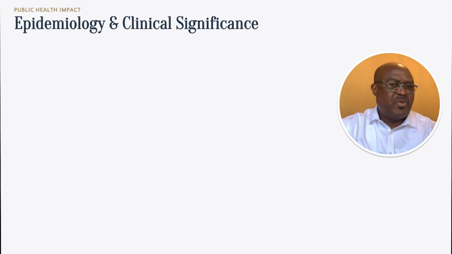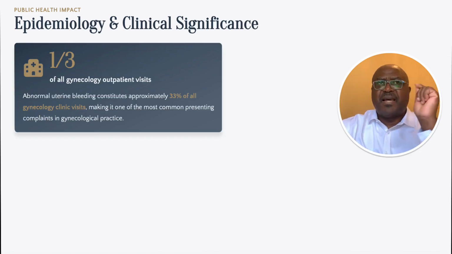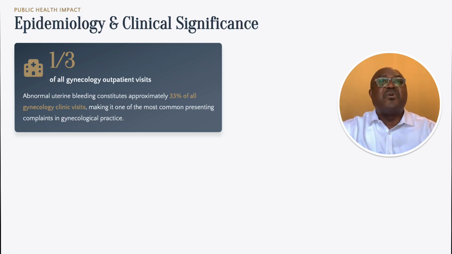Let's talk about epidemiology and clinical significance. The numbers are striking. Abnormal uterine bleeding accounts for approximately, as I said, 1/3 of all gynecology outpatient visits. 1 in 3 patients walking into a gynecological clinic presents with bleeding concerns. This makes it one of the most common complaints that you will encounter in practice.